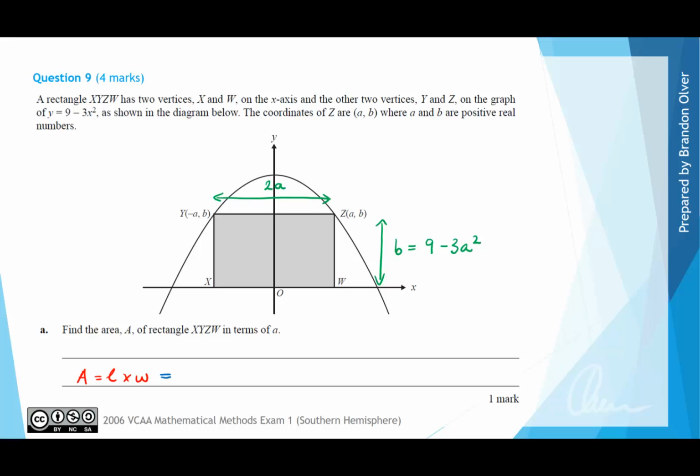So what we need to do next is substitute in what we found. The length was 2a, and then we multiply that by the width, which is 9 minus 3a squared. And when we expand that out, that gives 18a subtract 6a cubed.